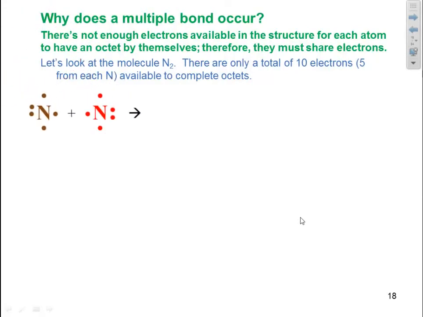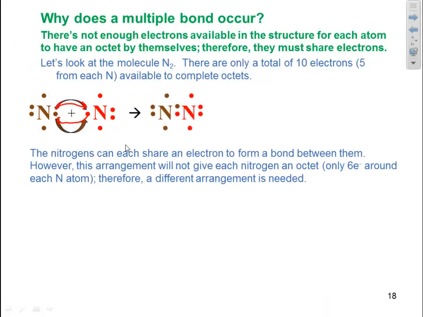So you start off with nitrogen with 5 valence electrons on each nitrogen. So they're going to share things. The nitrogens will share electrons. When you do that, the nitrogens can share each electron to form a bond between them. However, this arrangement will not give each nitrogen an octet. It only gives each of them a total of 1, 2, 3, 4, 5, 6 around this nitrogen, and 1, 2, 3, 4, 5, 6 around this nitrogen.